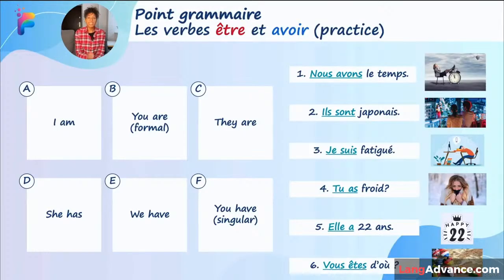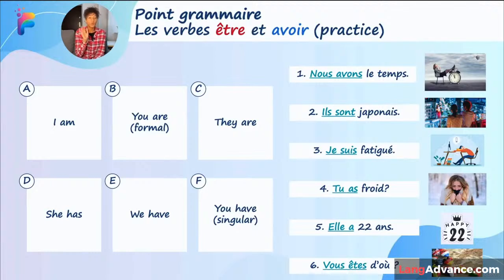Numéro 2. Ils sont japonais. The answer is C. They are. Numéro 3. Je suis fatigué. Here the correct answer is A. I am. Numéro 4. Tu as froid? The correct answer is F, the singular form of you.